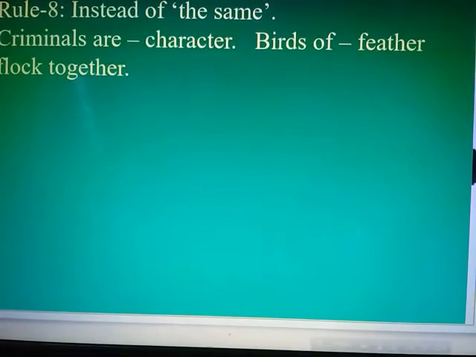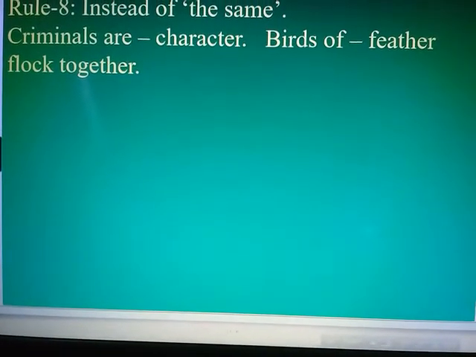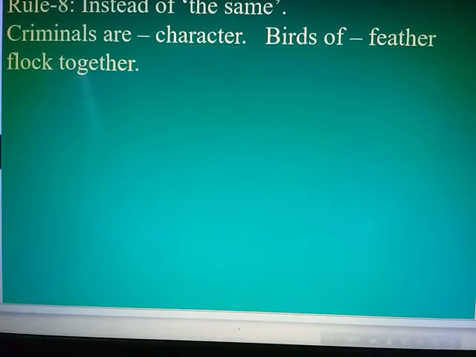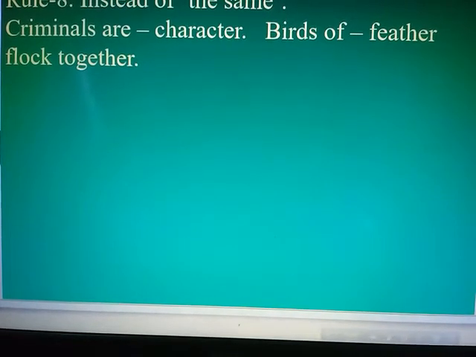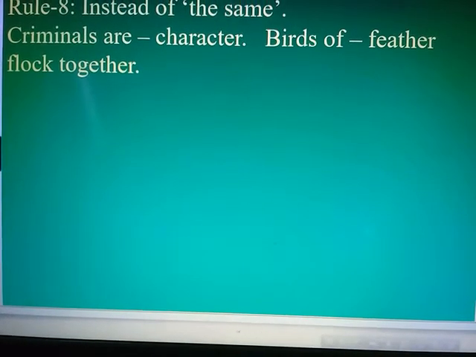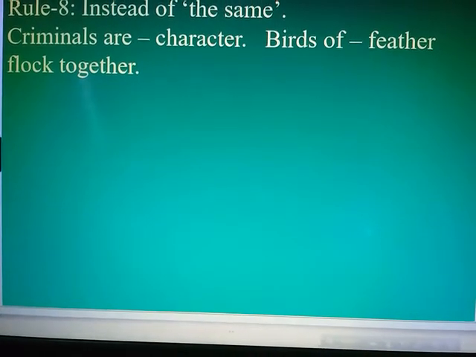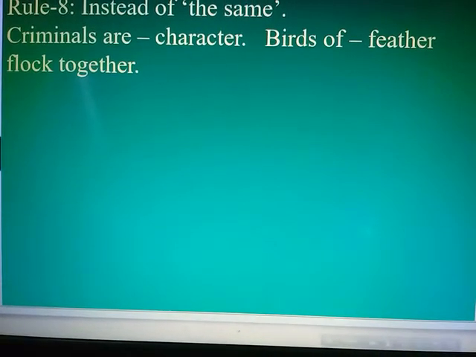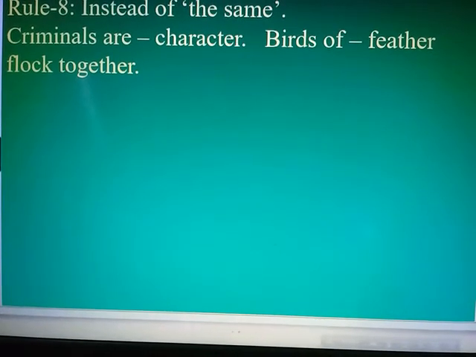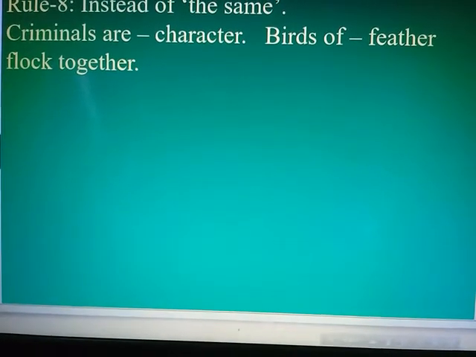Let us see an example. Criminals are dash character. Criminals are the same character. But the same we cannot use. We have to use a. Criminals are a character. Birds of the same feather flock together. But we cannot use the same. We have to use a. Birds of a feather flock together, because the gap will be for an article.